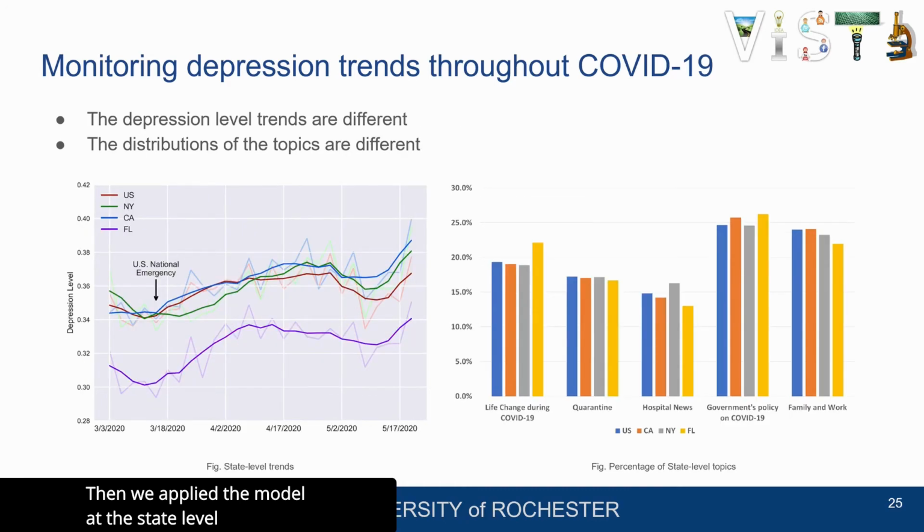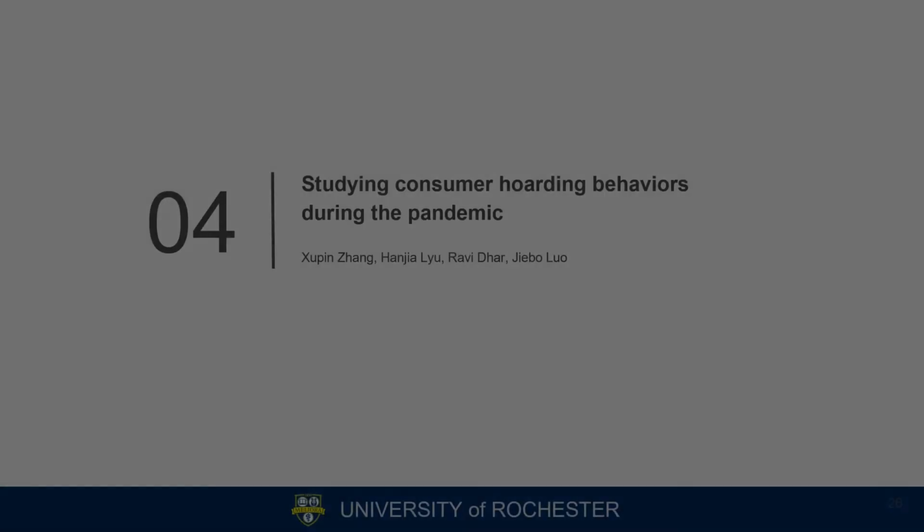Then we applied the model at the state level and the country level. We select New York, California, and Florida. As we can see from the figure, Florida has a relatively lower depression level. The distributions of the topics among these 3 states and the United States are different.